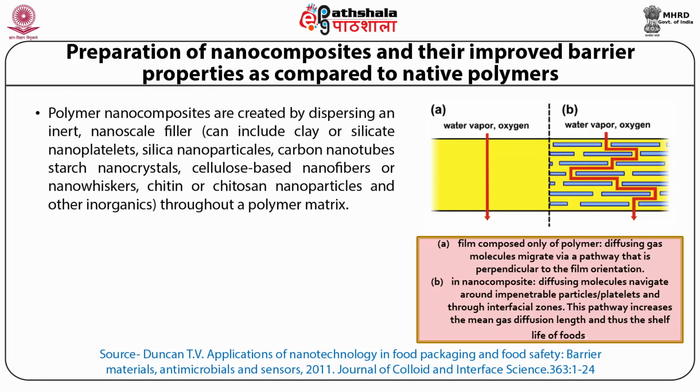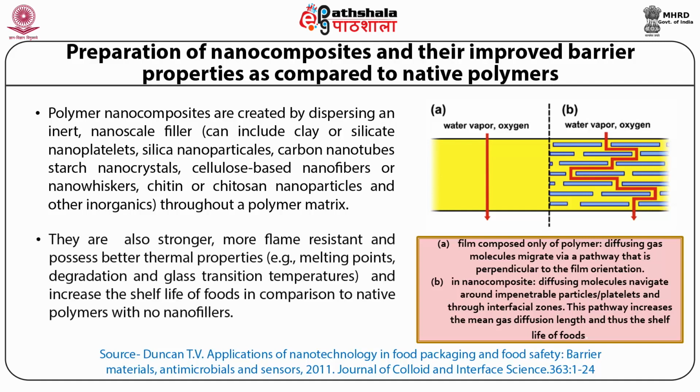These polymers could be silica nanoparticles, carbon nanotubes, nanocrystals of starch, cellulose, nanoviscors, chitin or chitosan nanoparticles, and some other inorganics. They are also stronger, more flame resistant, and possess better thermal properties and increase the shelf life of foods in comparison to native polymers with no nanofillers.